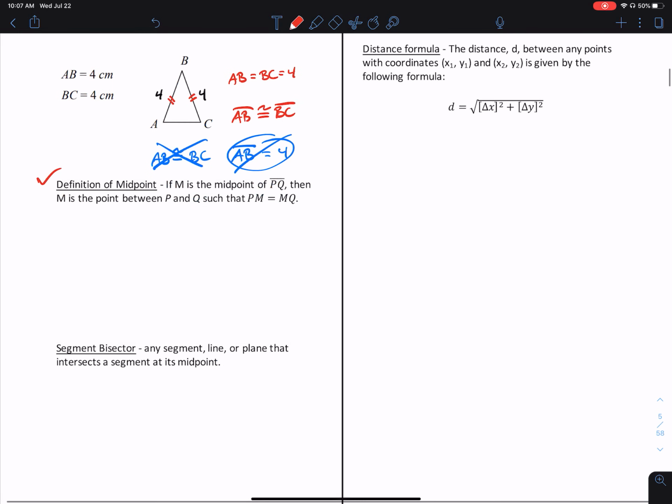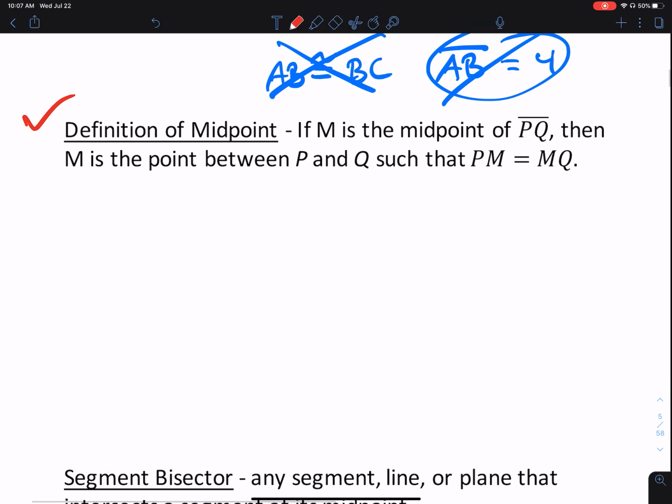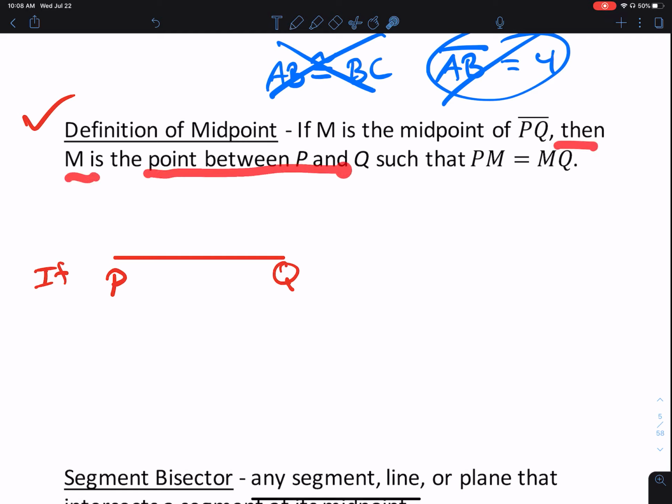Definition of midpoint. If M is the midpoint of segment PQ, before I read any more of this, let's just draw that first part. Let's draw the situation. M is the midpoint of segment PQ. I don't know what midpoint means yet, but I do know what segment PQ is. It means that P is someplace, Q is someplace, and there is a bunch of points between them. That's segment PQ. Then M is the point between P and Q. So M is on here someplace.